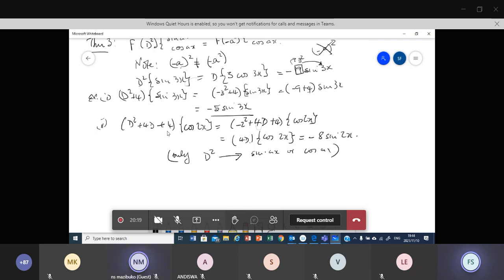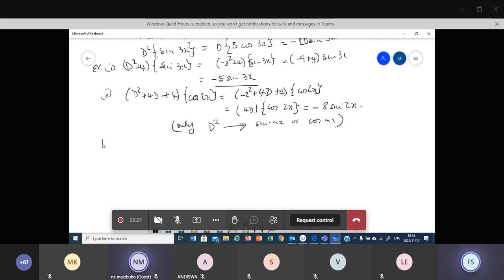What about this one? Third one. 1 over D plus 2. The action is on cos 3x. In that case, the rule is quiet. Why is it quiet? Because the D that we have outside is not D squared. It has to be D squared for us to apply Theorem 3.